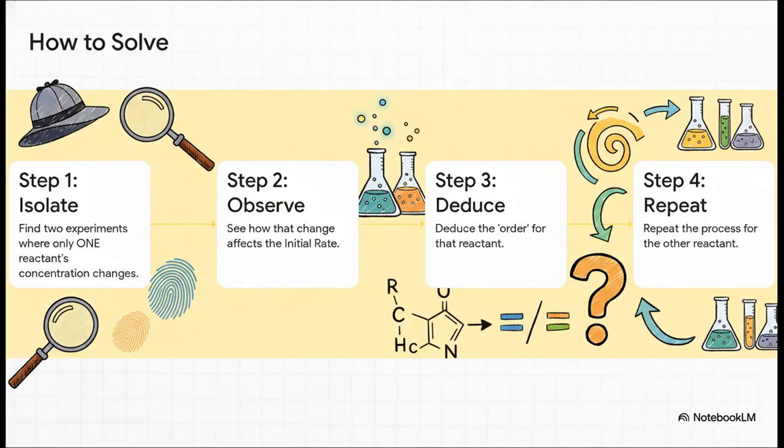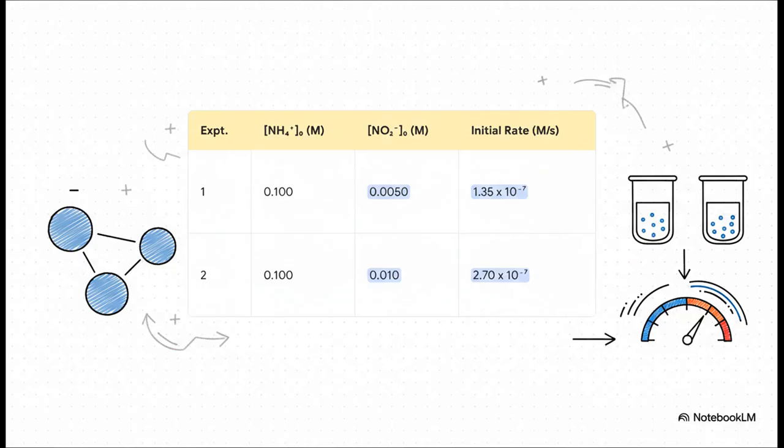And the strategy we're going to use is actually pretty simple and, well, really clever. We're going to isolate one suspect at a time. We'll find 2 experiments where only one ingredient's concentration changes, see what that does to the speed, and from that, we'll figure out its order. Then we just do it all over again for the other one. Okay, let's start with the nitrite, the NO2-.